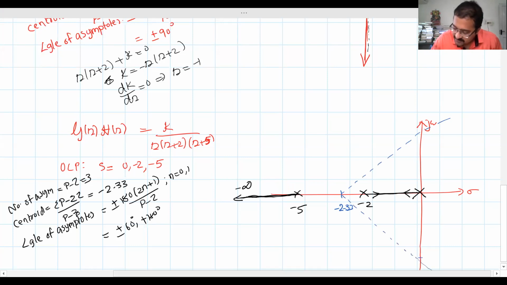Okay. So this is plus 60 degree and this is minus 60. So we have drawn the asymptotes. Now what next? Breakaway point. How to find breakaway point?